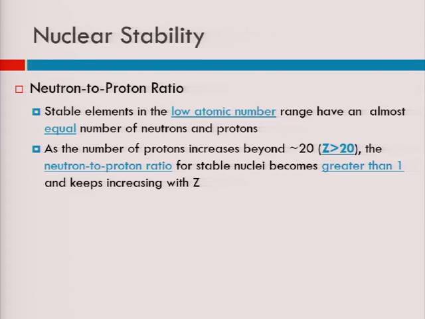Okay, nuclear stability. So there's some interesting trends in terms of number of protons and number of neutrons. So stable elements in the low atomic number range all have almost equal numbers of protons and neutrons. But then as the number of protons increases above about 20, the neutron to proton ratio for stable nuclei becomes greater than 1. And in terms of just thinking about that and does it make sense, right? If you have a lot of protons in the nucleus, they're repelling each other through Coulomb forces, and so those extra neutrons add some space and distance and help stabilize the nucleus.